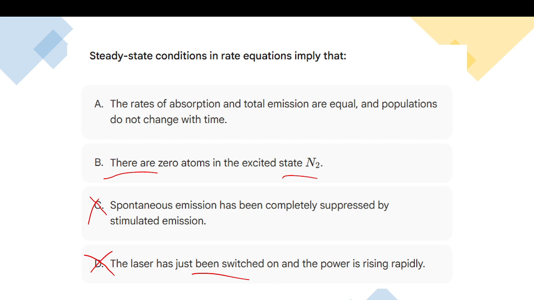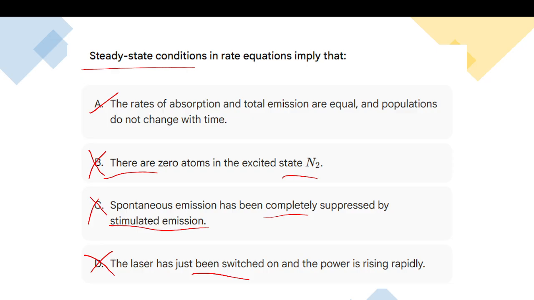Switching on and power rising rapidly is not possible, because population inversion takes time. Spontaneous emission has not been completely surpassed by stimulated emission, which is also not possible because the steady state condition shows stimulated emission is not surpassed by spontaneous emission. There are zero atoms in the excited state, not possible. Even at room temperature, a few atoms will be there in the excited state. The rate of absorption and the total emission are equal and the populations do not change with time. That is the correct answer.